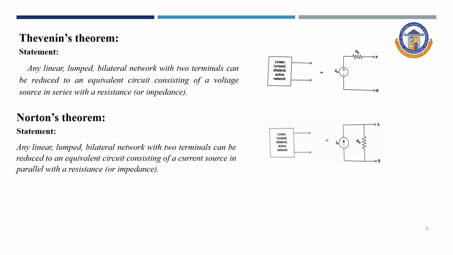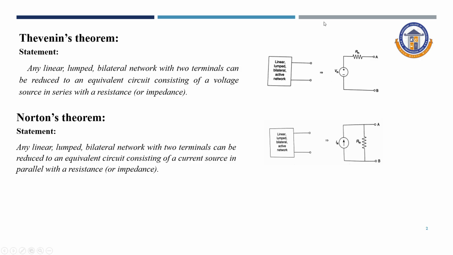Thevenin's theorem and Norton's theorem, for both we follow the same procedure. A small modification is required, so we will see that later. In Norton's theorem, any linear lumped bilateral network with two terminals can be replaced or reduced to an equivalent circuit consisting of a current source in parallel with a resistance.